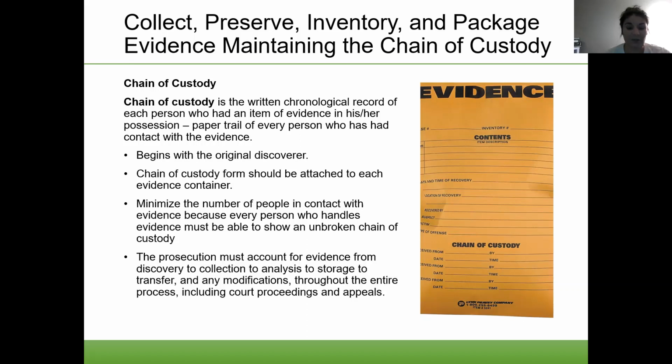The prosecution must account for evidence from discovery to collection, analysis, storage, transfer, and any modifications throughout the entire process, including court proceedings and appeals. So chain of custody is really important, especially when you're introducing evidence in a trial. If it doesn't have proper chain of custody, then it might be thrown out or disputed.